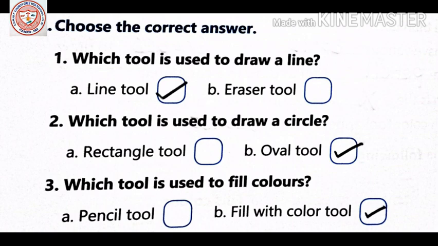Now the next one is choose the correct answer. Which tool is used to draw a line? That is line tool. Which tool is used to draw a circle? That is oval tool. Which tool is used to fill colors? Fill with color tool.